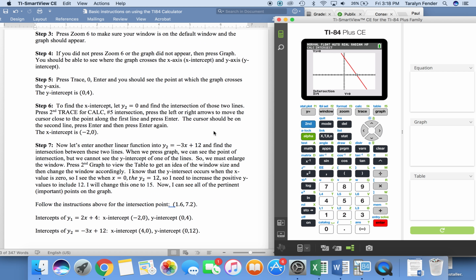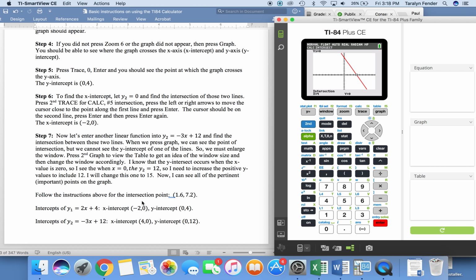So the intersection point of the two lines was at (1.6, 7.2). The intercepts for line 1, y equals 2x plus 4: the x-intercept was (-2, 0) and the y-intercept (0, 4). The intercepts for Y2, -3x plus 12: the x-intercept was (4, 0) and the y-intercept (0, 12).